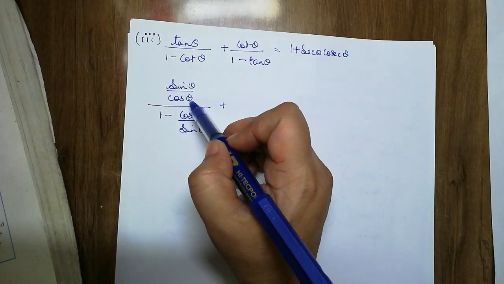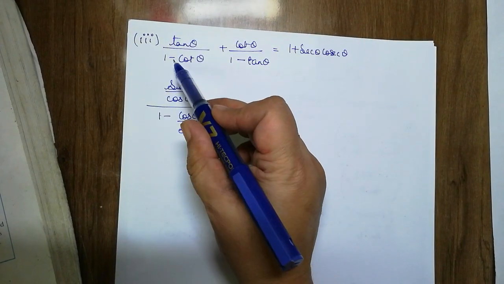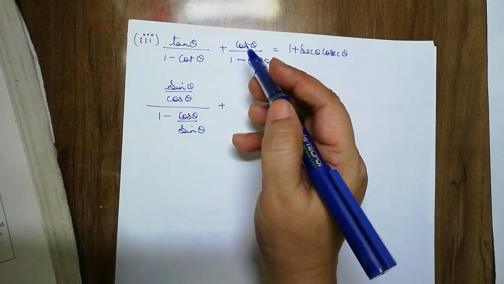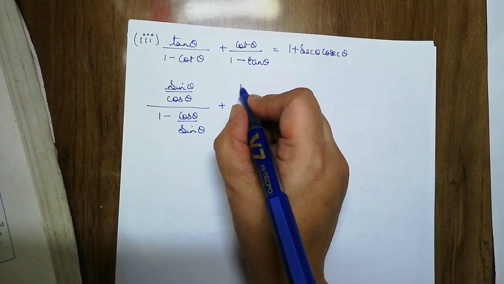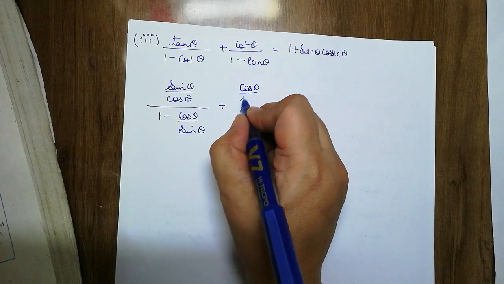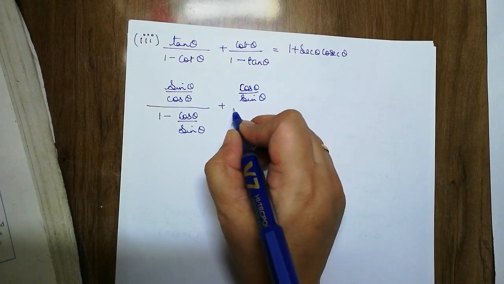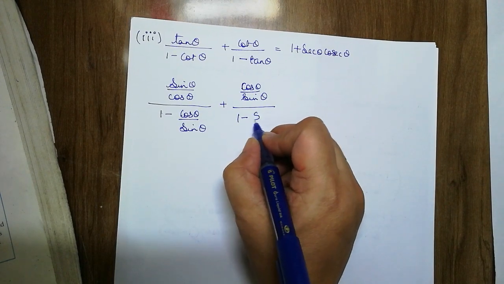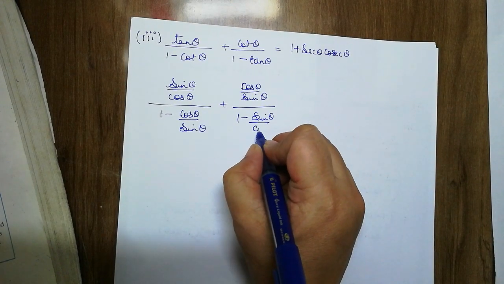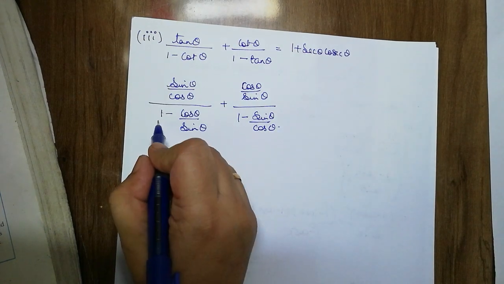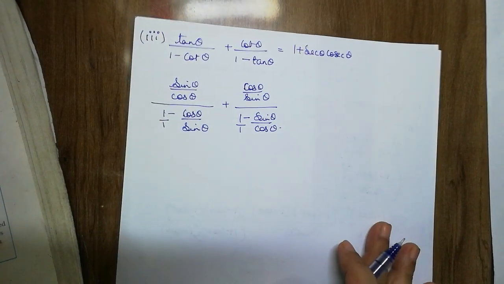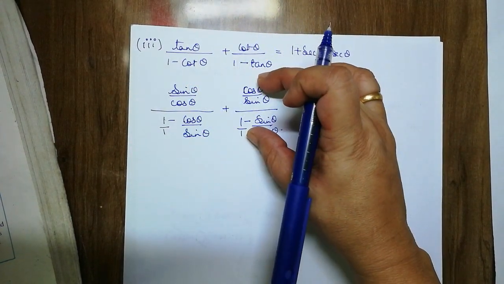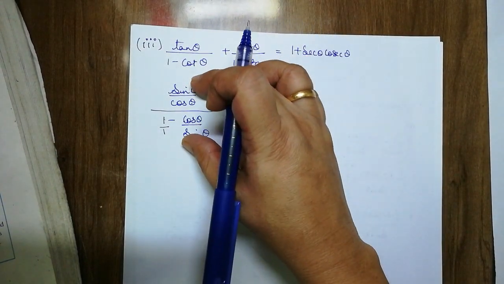Tan I have taken as sine by cos, 1 as it is, minus cot, which is cos by sine. Same way here also you substitute. Cot is cos theta by sine theta, divided by 1 minus tan, which is sine theta divided by cos theta. Here put 1 by 1, it would be easy for LCM. Treat these two parts separately initially. First we will solve this part.